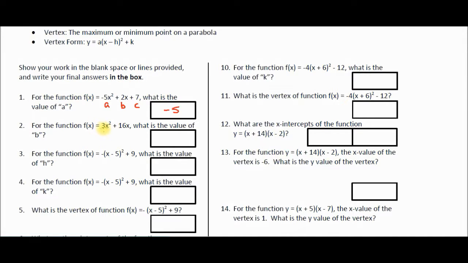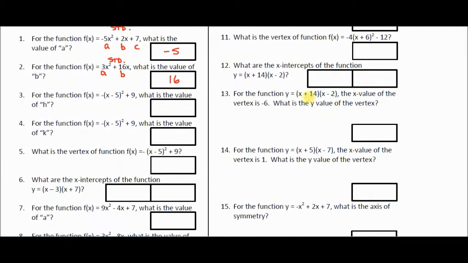Which makes number 2 easy, because for this function, f of x equals 3x squared plus 16x, this is also, oh, I didn't mention, question number 1 is in standard form. Let's just abbreviate that so we see standard form. Question number 2 is also in standard form. The 3 is A, the 16 is B. There is no C term because there's no constant. So the value of B is positive 16.